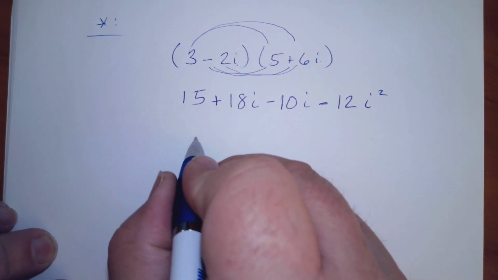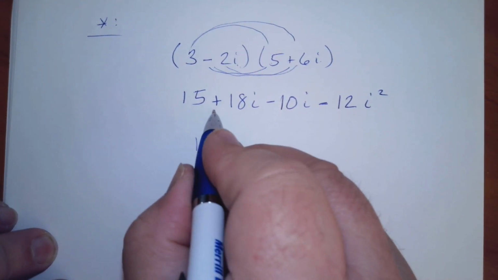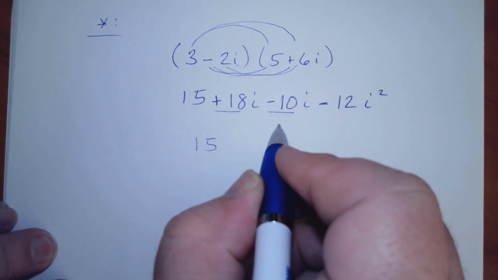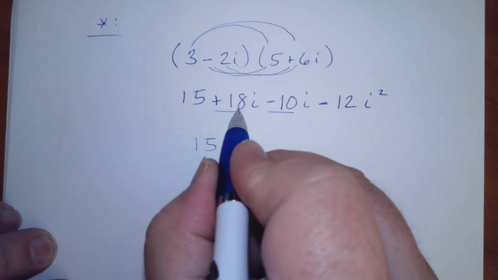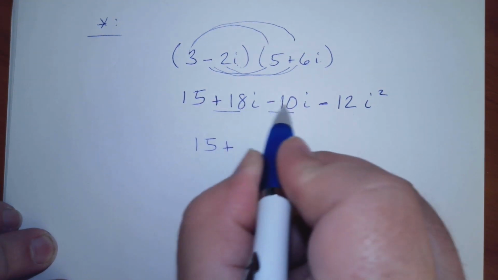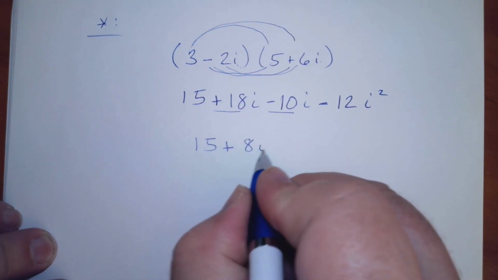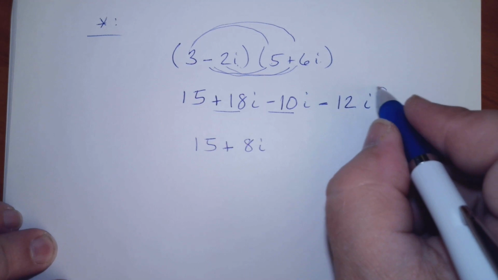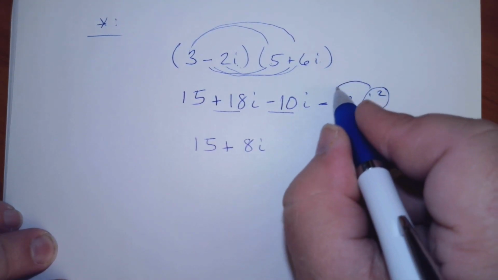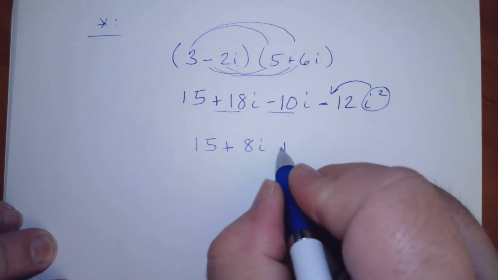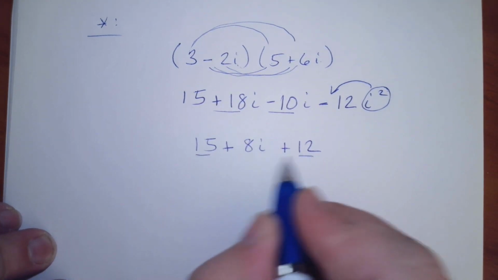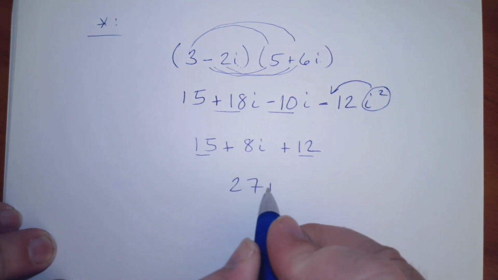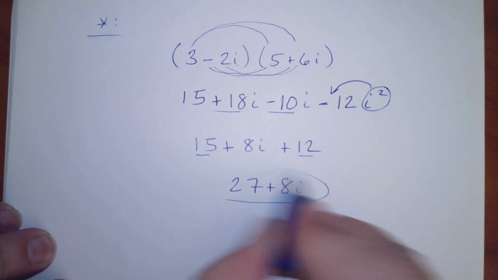Combine like terms. Positive 18i, negative 10i. 18 is bigger, so it's positive. 18 minus 10 is 8i. This i squared changes that sign. 15 plus 12 is 27. Plus 8i, and there's your answer.